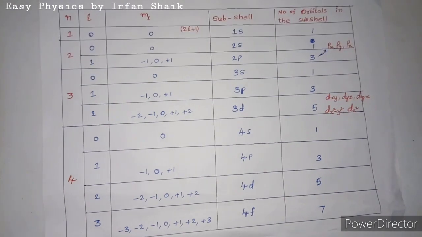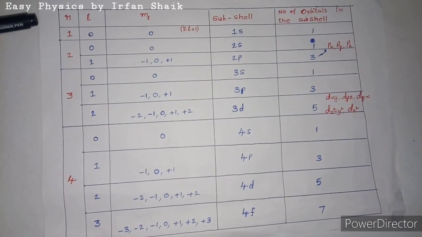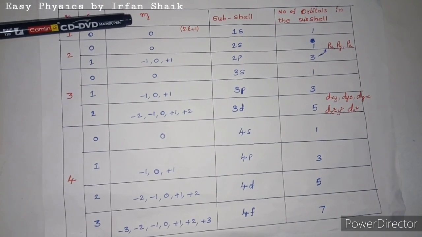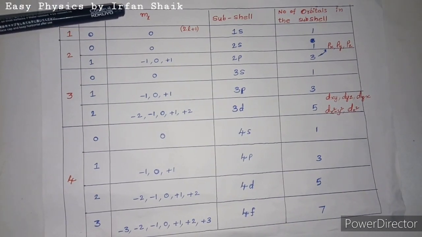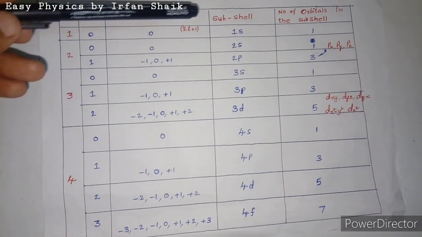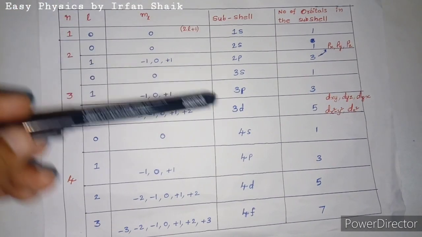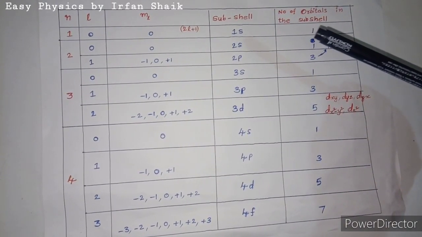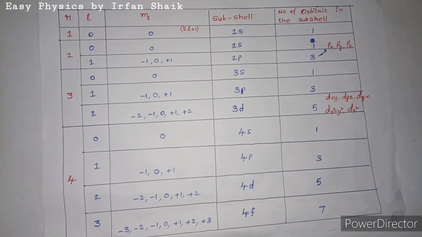Here in this picture, we have the quantum number values. This is small n, which indicates the principal quantum number. In the second column, we have small l, which indicates the angular momentum quantum number. In the third column, we have ml, which indicates the magnetic quantum number. Here we have subshells, and in the last column we have the number of orbitals in the subshell. Let us try to understand one by one.